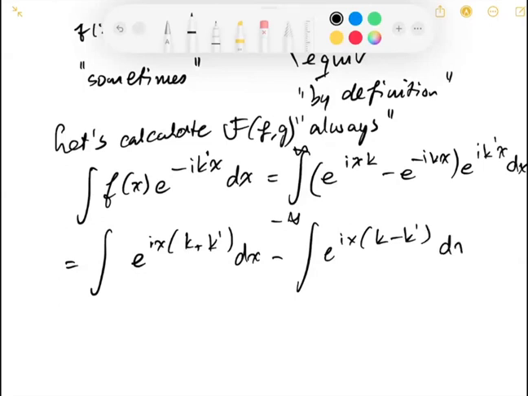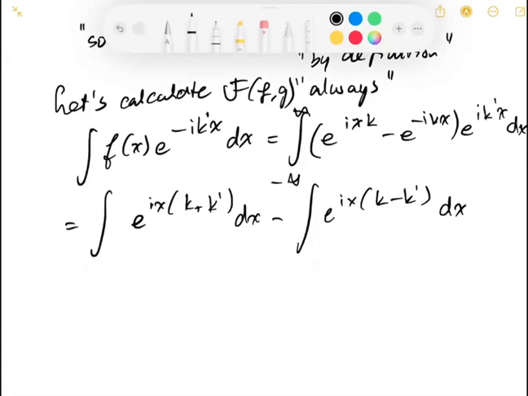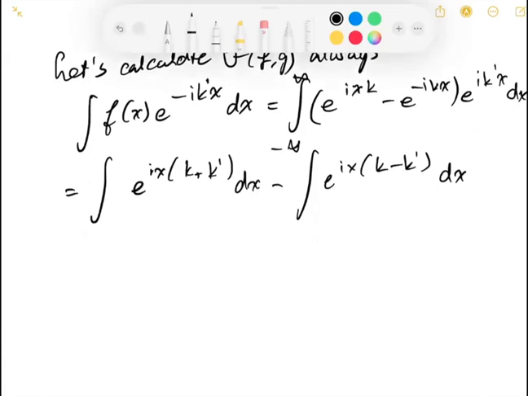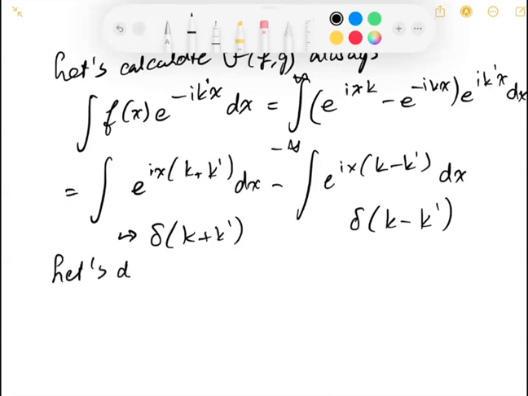Yeah, I think I did that right. Let me make sure that I get my signs right. Yeah, so I think I did that right. So hopefully you'll recognize this as a delta function of k plus k prime, and this is a delta function of k minus k prime. Okay, so you'll get two peaks, one at k plus k prime and one at k minus k prime, because the Fourier transform has two peaks.